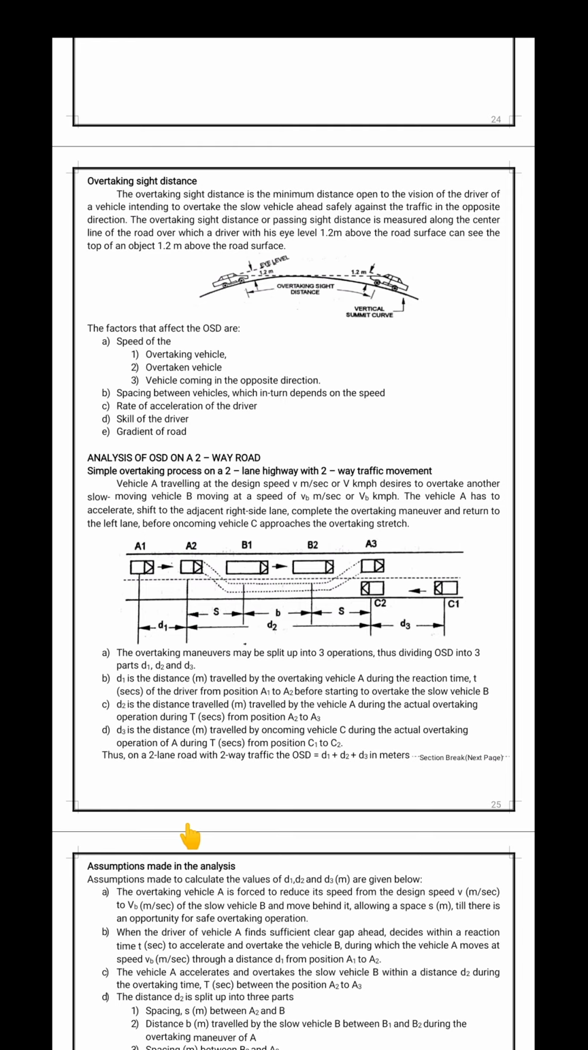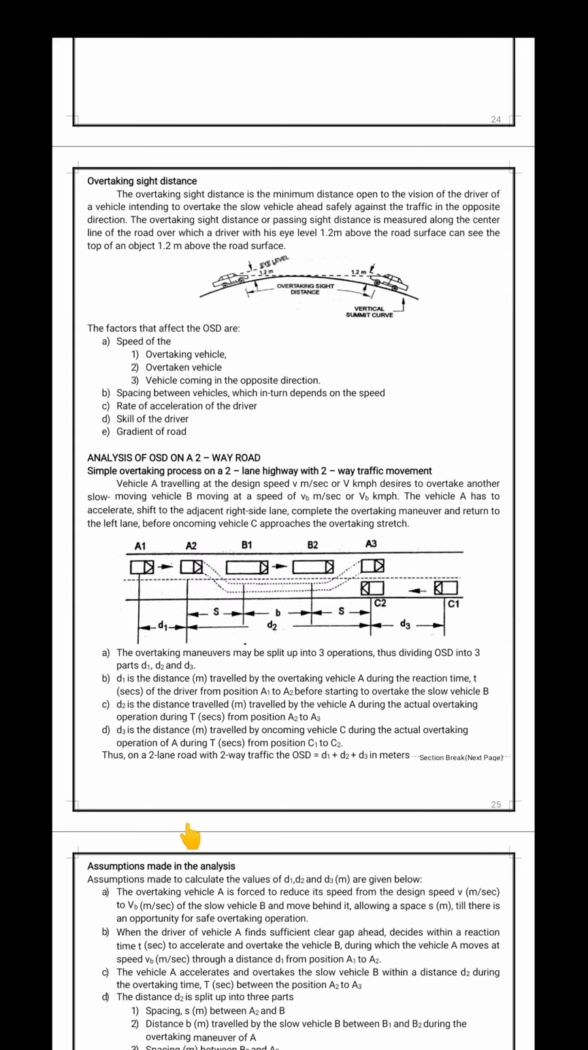Now d2 is the distance traveled by vehicle A during the actual overtaking operation, that is in T seconds from position A2 to A3. d2 is the distance traveled by vehicle A from position A2 to A3 in a time period of T seconds.